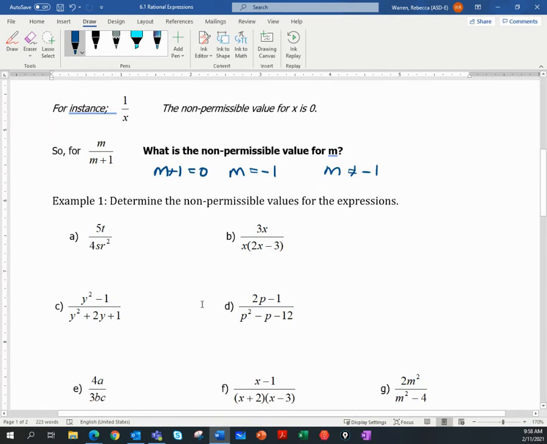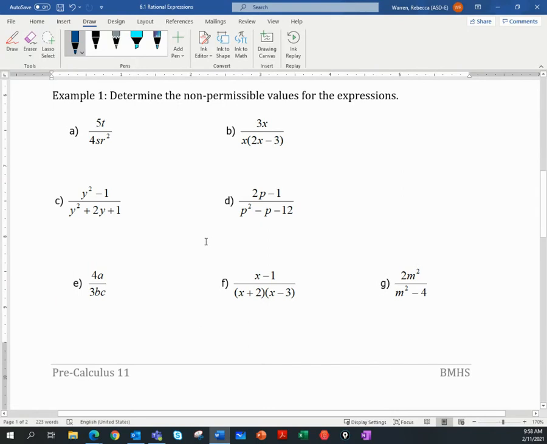So I'm going to go through all of these examples down here. So again, if you're just copying notes as we go, you could pause the video at this time to copy down all of these examples, and then I'm going to go through them with you. So determine the non-permissible values for the expressions.